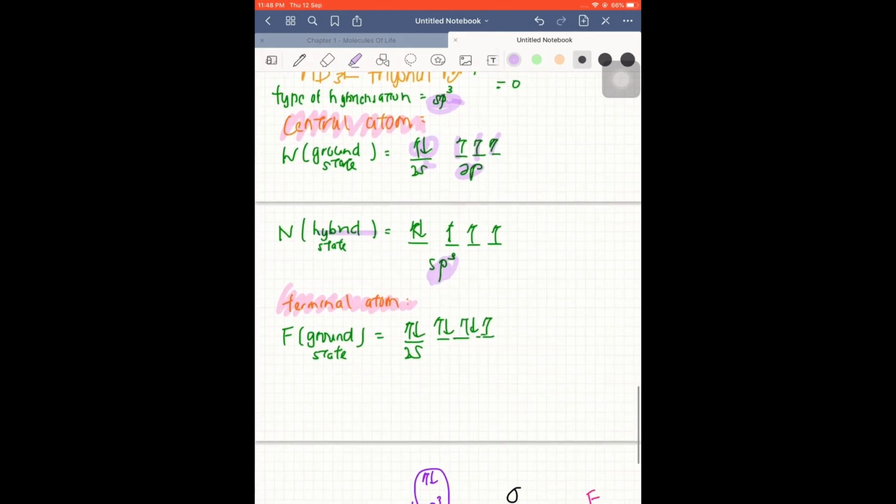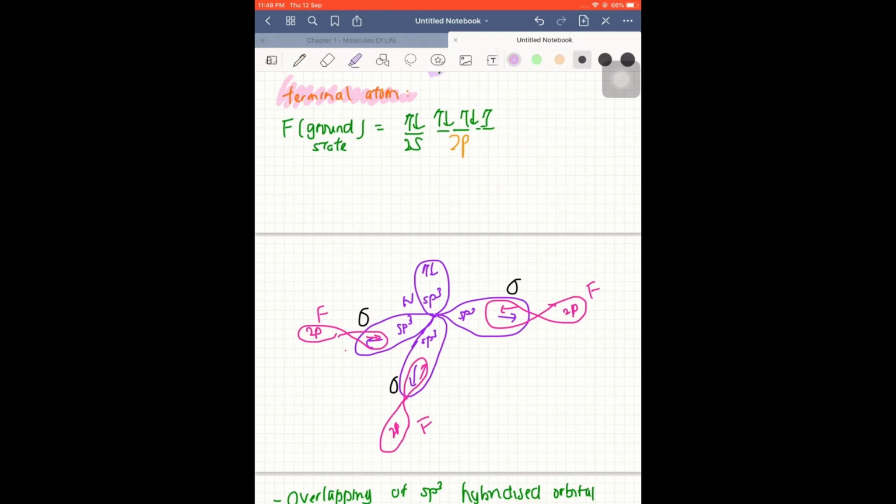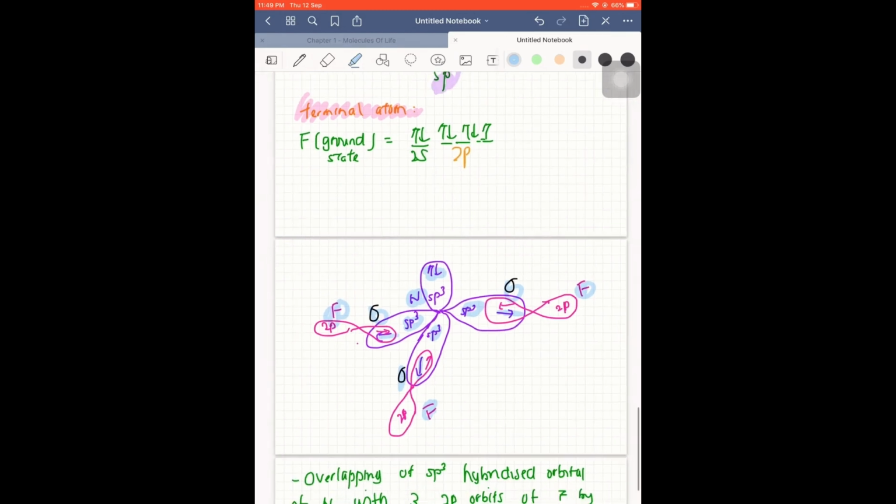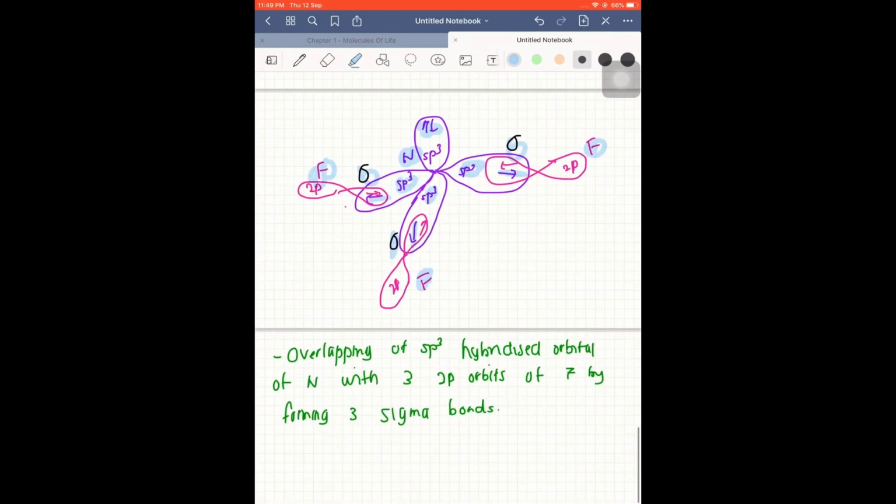For the terminal atom it is simple: just the ground state, and then draw the orbital diagram. This will be the diagram for the hybridization process. This one is N, the central atom. We draw the lone pair first in an sp3 orbital, and then the other 3 sp3 orbitals each have 1 electron of nitrogen, which will overlap with the 2p orbital of fluorine by forming a sigma bond. So that is the hybridization process, and this is the explanation: overlapping of the sp3 hybridized orbitals of nitrogen with the 3 2p orbitals of fluorine, forming 3 sigma bonds.